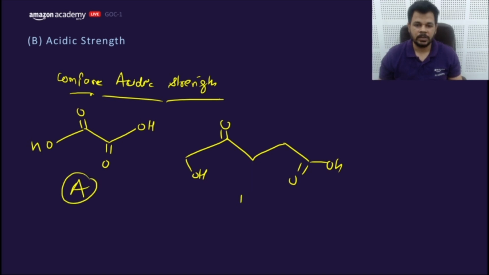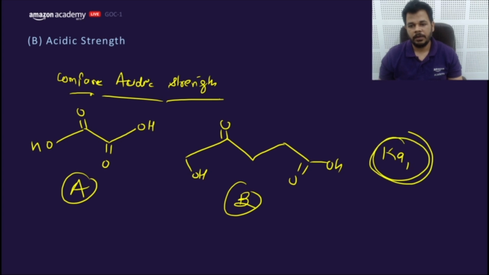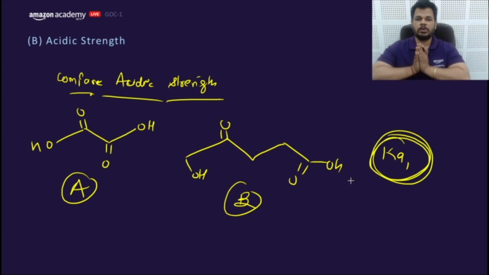This is A and this is B. What would be the order of Ka1? Ka1, what is Ka1? Acid dissociation constant 1.